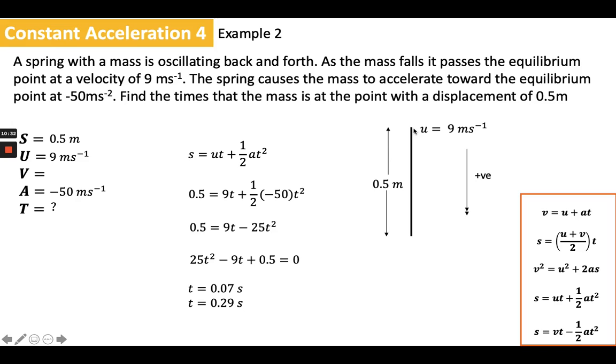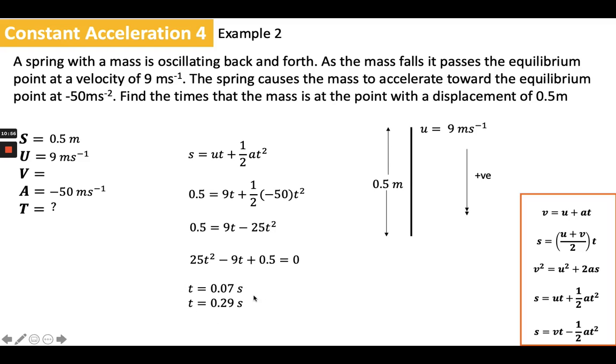So my mass is falling, passing through 0.5 meters, continuing on to some point which we haven't calculated, and then returning back. So 0.29 seconds after it leaves this point here, it then is back at this point on its way back towards the middle. And that makes sense in the context of the question because we've got a spring. Okay, so both of these times are valid.